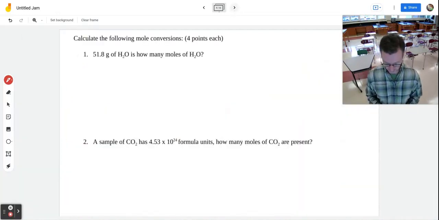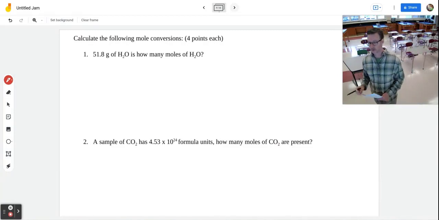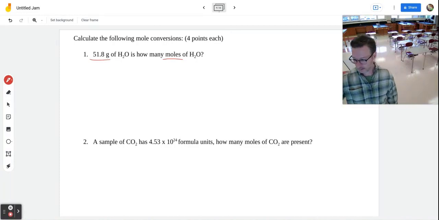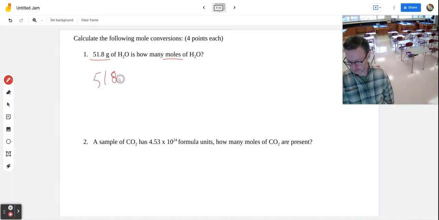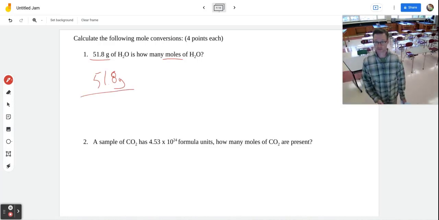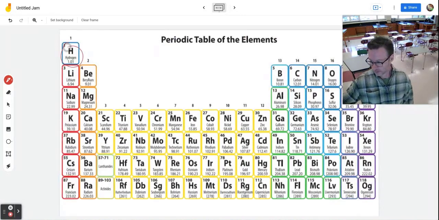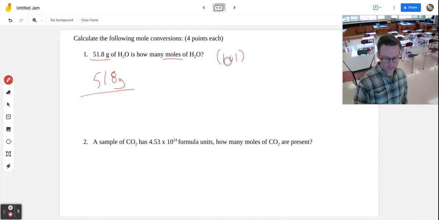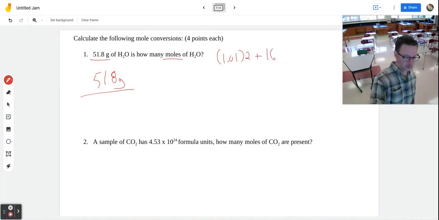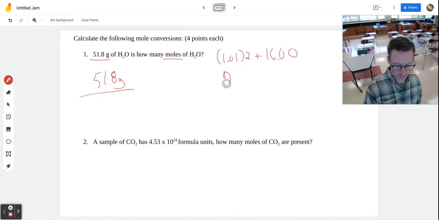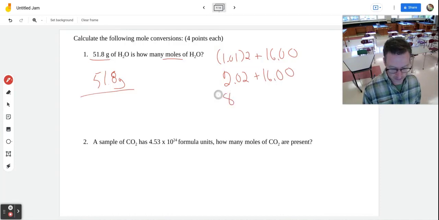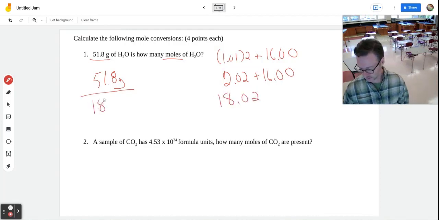Okay. Next, conversions. 51.8 grams of H2O is how many moles? So we're going from grams to moles. In order to get from grams to moles, you divide the grams that you're given, 51.8 grams, by the molar mass of the compound. So we have to find the molar mass of the compound. Hydrogen is 1.01, oxygen is 16.00. So 1.01 times 2 plus 16.00. So that's 2.02 plus 16.00, which would be 18.02. So we divide this by 18.02 grams per mole, that is the unit.